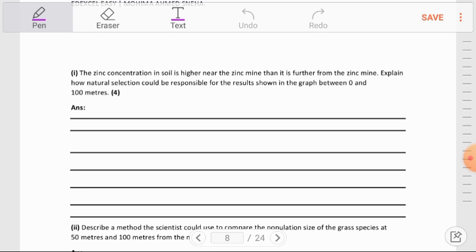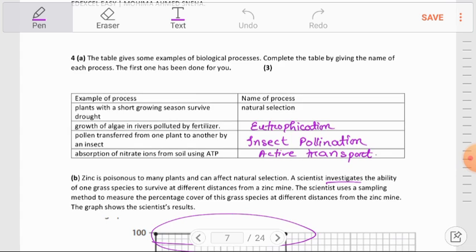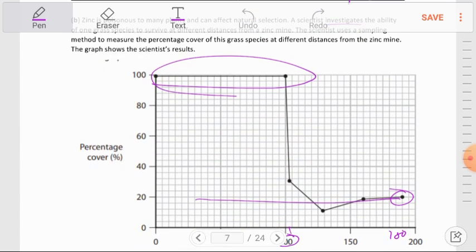B1 says the zinc concentration in soil is higher near the zinc mine than it is further from the zinc mine. Explain how natural selection could be responsible for the results shown in the graph between 0 and 100 meters. So as we have already analyzed the graph, between 0 and 100 meters from the mine, the percentage covered by that grass species is 100%. That means they have the suitable requirement of everything in this area, 100 meters from the zinc mine.